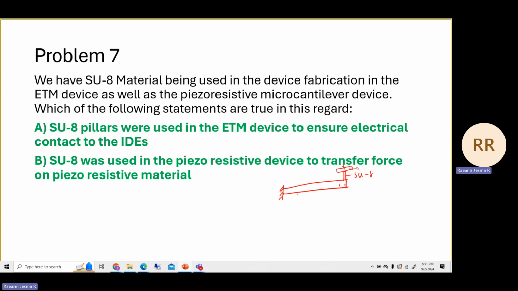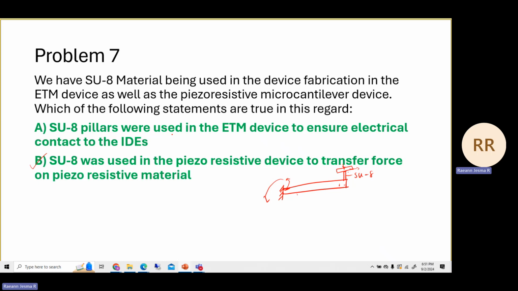Due to the force that is being transferred to the cantilever, the cantilever will bend, and here we will have some piezoresistor. When the cantilever is bending, there will be some amount of strain, or stress, generated at the portion where it is anchored. Depending on how much stress is generated, that will be converted into a change in resistance. So option B is correct.